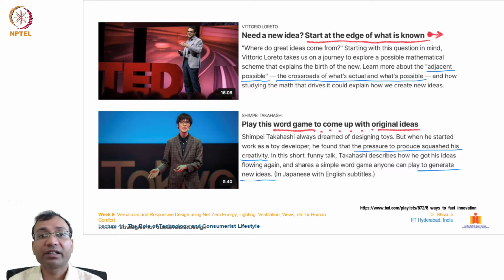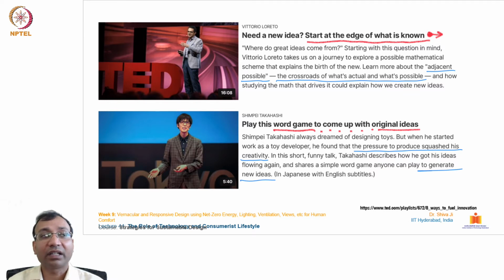Finally, in this last lecture, the slides are from Shimpei Takahashi: play this word game to come up with original ideas. Shimpei Takahashi always dreamed of designing toys, but when he started work as a toy developer, he found that the pressure to produce quashed his creativity. In the short, funny talk, Takahashi describes how he got his idea flows again, and shares a simple word game anyone can play to generate new ideas.